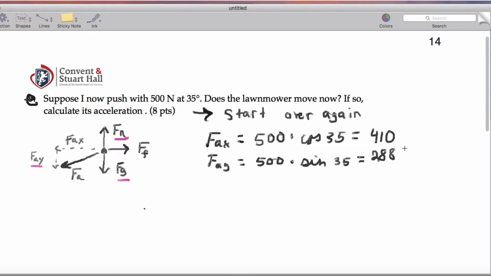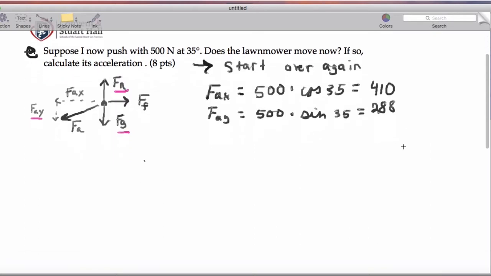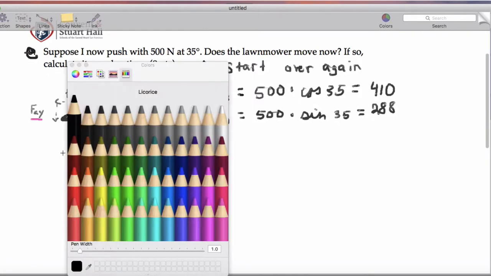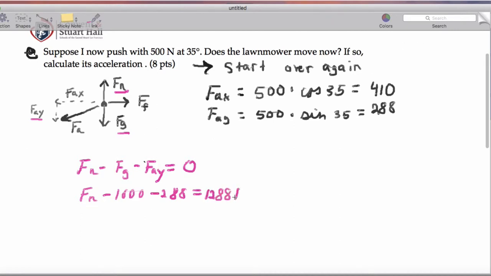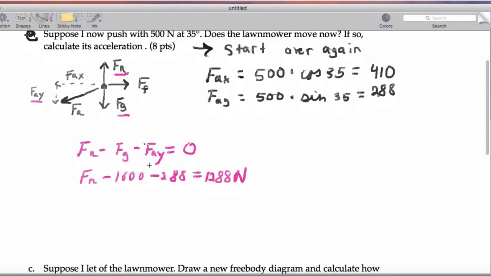All right. So continuing with this idea here, we now want to calculate the normal force. Once again, I'm going to use the same equation as before, balancing vertical components. I'm going to say that Fn minus Fg minus the applied force's y component, or vertical component, they all balance. So Fn in this case is going to be the 1,000 newtons, and I'm going to subtract off 288 newtons from the FAY. And so I'm actually getting a normal force equal to 1,288 newtons.